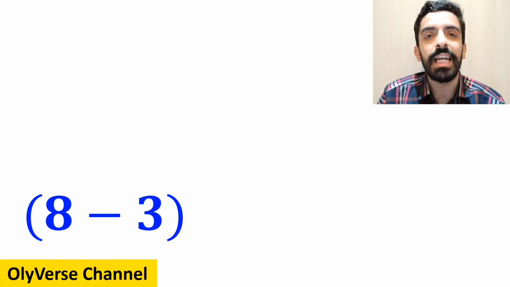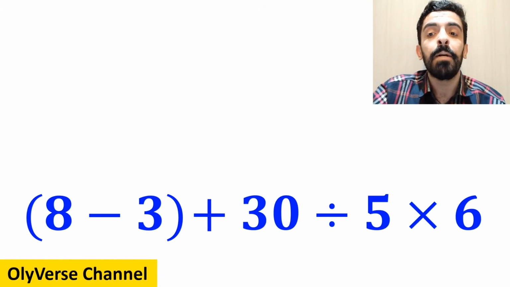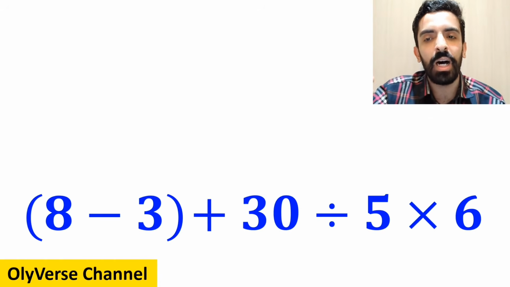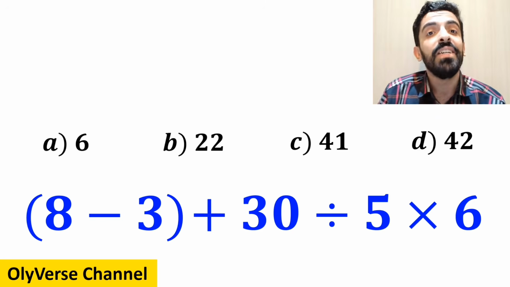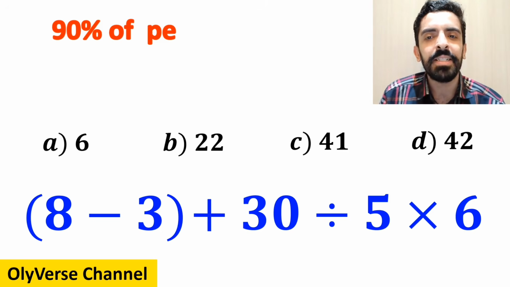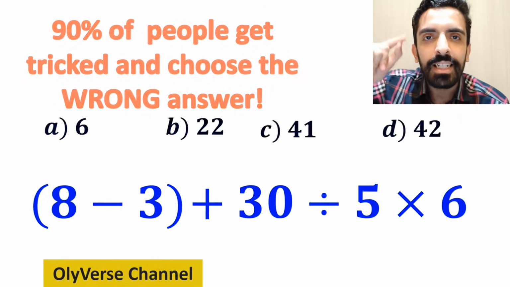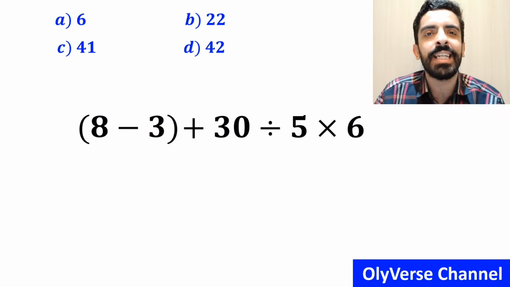What is the value of the expression 8 minus 3 inside the parentheses plus 30 divided by 5 multiplied by 6? Which option do you think is the correct answer to this question? 90% of people get to read and choose the wrong answer. Let's take a closer look and solve it together.